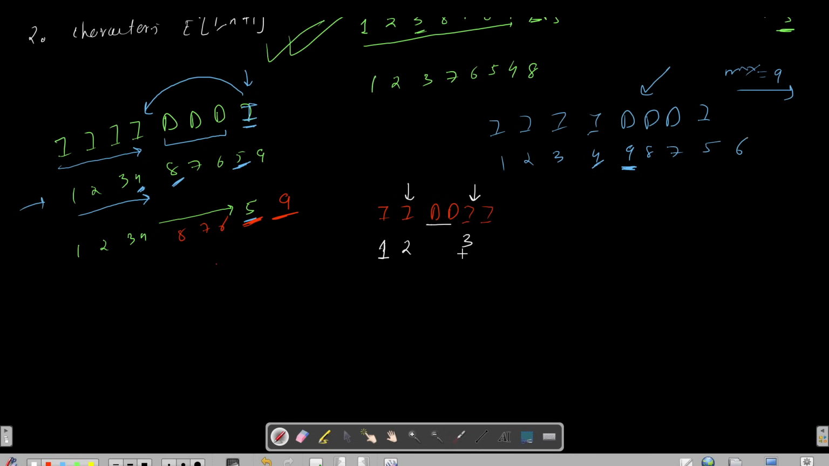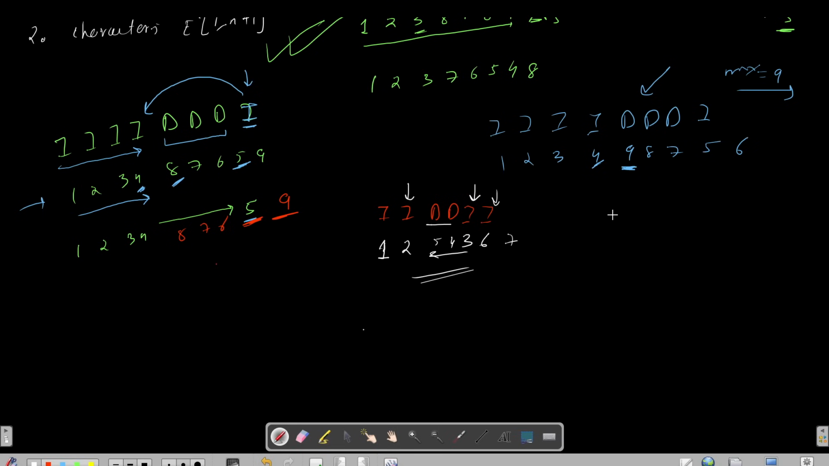So I will say 3. And I will fill the remaining D's in between. So I will continue the series here, 3, 4, and 5. Then again, I'll be back and my next session is I, and I will just place it at 6, and the next number is 7, and that is your answer. This would be your minimum possible answer, right?